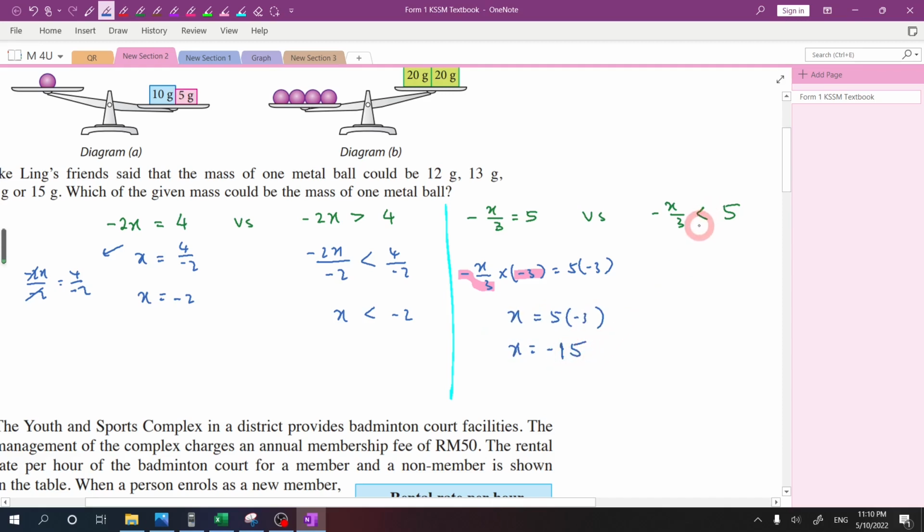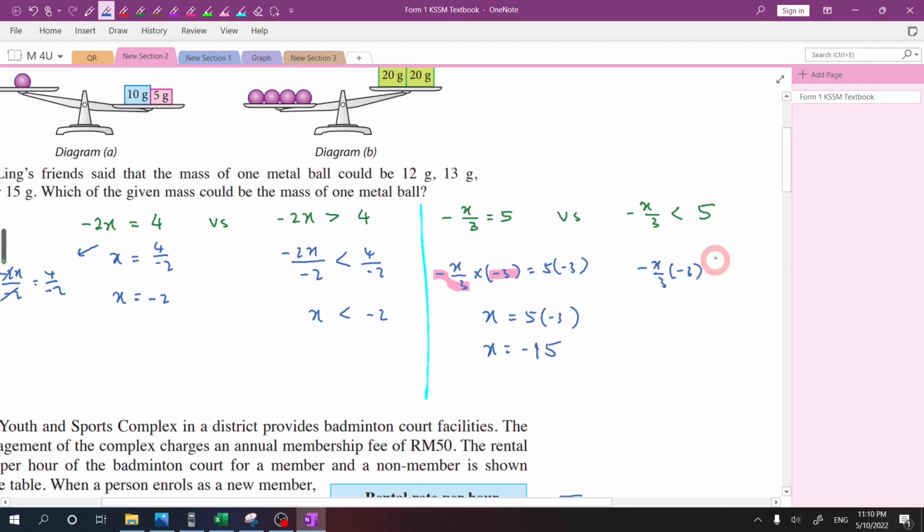When it comes to inequality, you have to be more careful when you see the coefficient of x has a negative sign. If you write like this, it's not correct because we multiply both sides by a negative number. We need to flip over the inequality sign. Less than will become greater than negative 15. Okay?